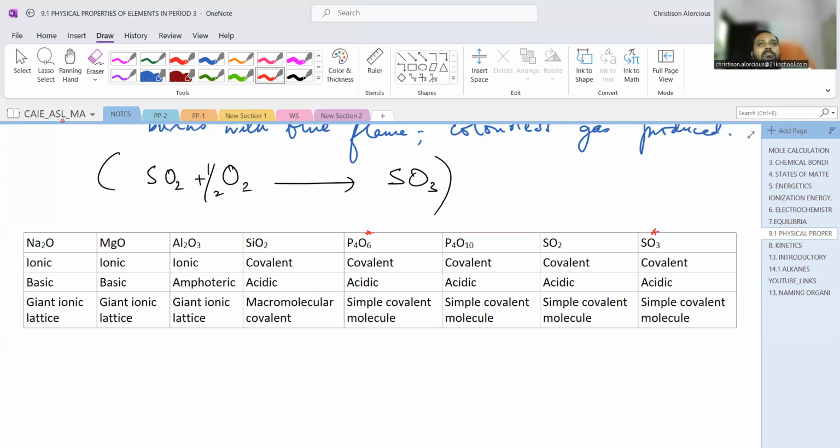Now, if you're asking what can you be asked? Pretty much everything. It's pretty much recall of the whole stuff. You could be asked to complete equations. You could be asked for observations. You could be asked for the nature of the oxide, the bonding of the oxide, acidic or basic nature of the oxide, whether it's ionic, covalent, etc. So that's the reason why we've summarized everything and put it in this table. So that completes this lecture, the reaction of the elements of period 3 with oxygen.